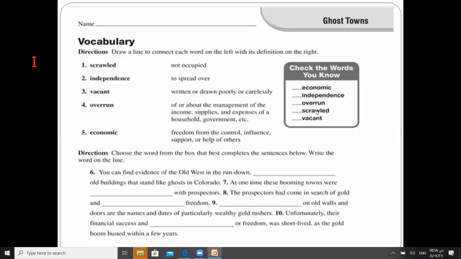Teacher? Yes? I want to show you something. Let's finish the vocab first, okay?